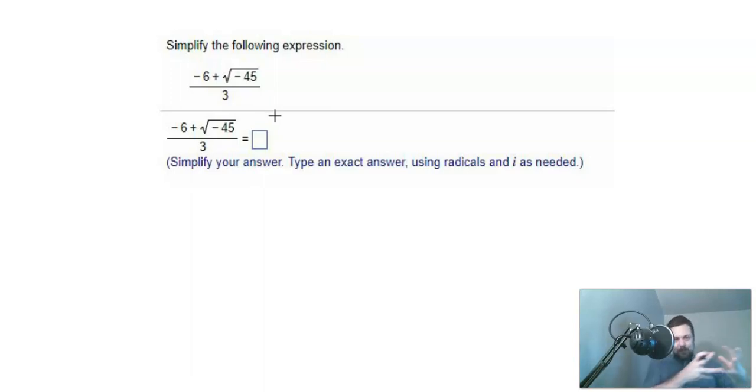There's not more than one, right? There's just one. So how do I simplify this thing? Well, one thing you might think is the 6 and the 3 cancel each other out, which they don't.